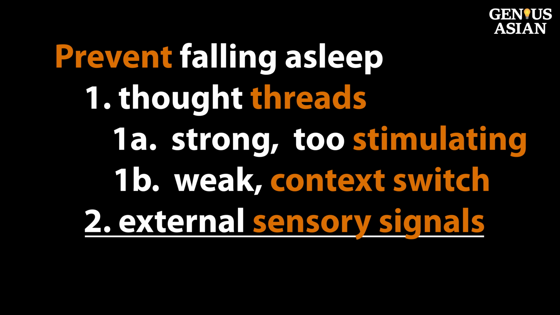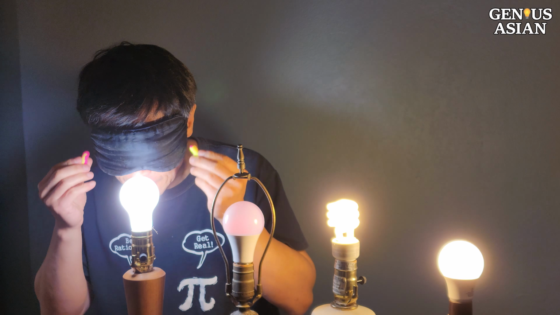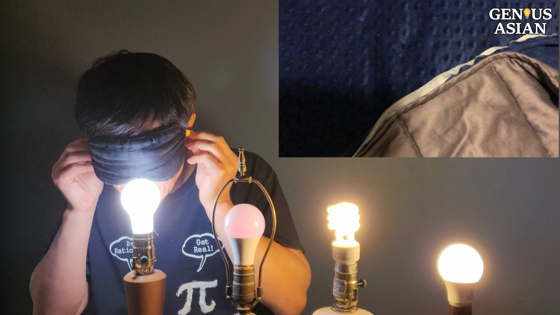Second, external sensory signals. Since all signals will reach the brain, if one of them fires up, it may trigger your sympathetic nervous system rather than the parasympathetic system. That is why some people may need to wear eye masks or use earplugs or weighted blankets to minimize further sensory input.